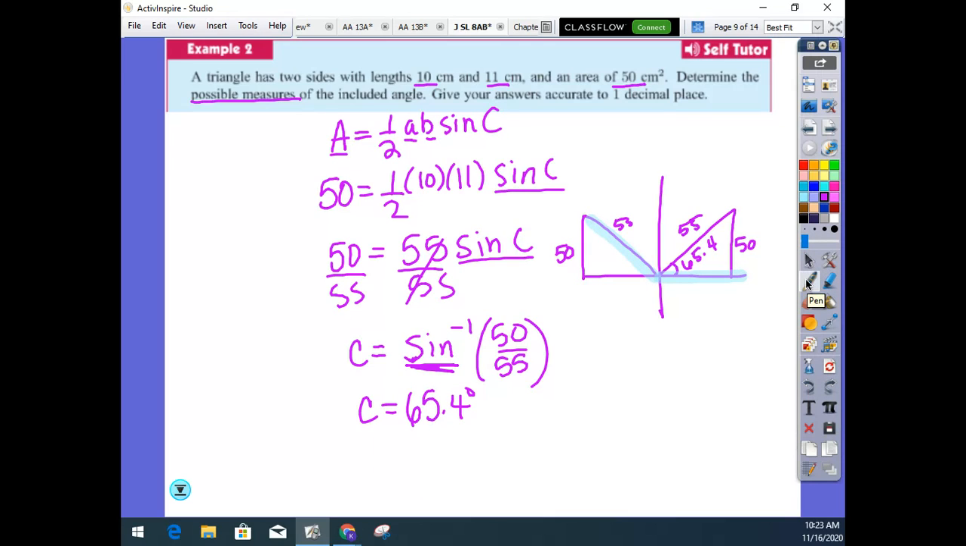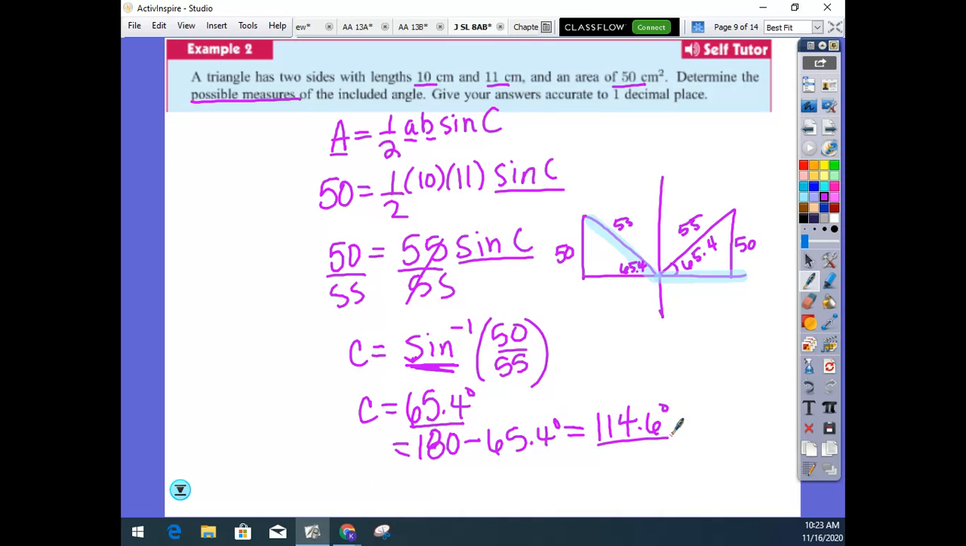So whenever it says possible measures, set it up to see if this works. We could also do 180 minus 65.4, because this is my reference angle in the second quadrant. And we'll do a lot more with this as we move forward. And that's going to be 114.6. So these are the possible ones.